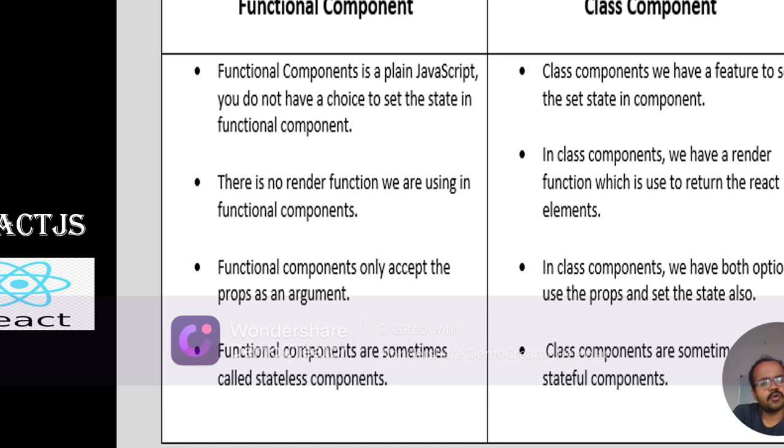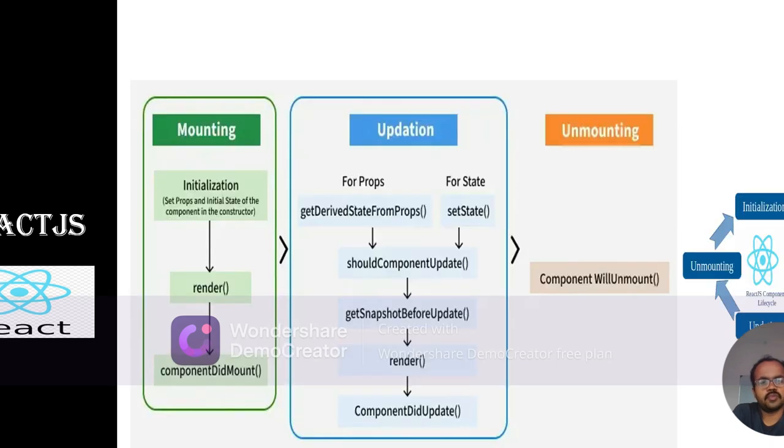A functional component we can call a stateless component because we are not using the state. That's why it is called a stateless component. A class component can accept both props, meaning properties, and state variables to keep track of the changes of the state. That is called a stateful component.